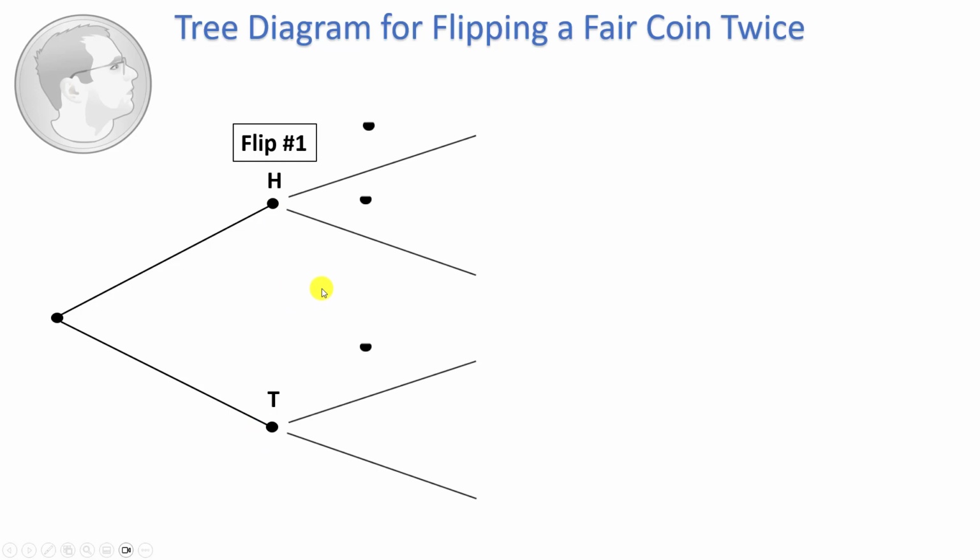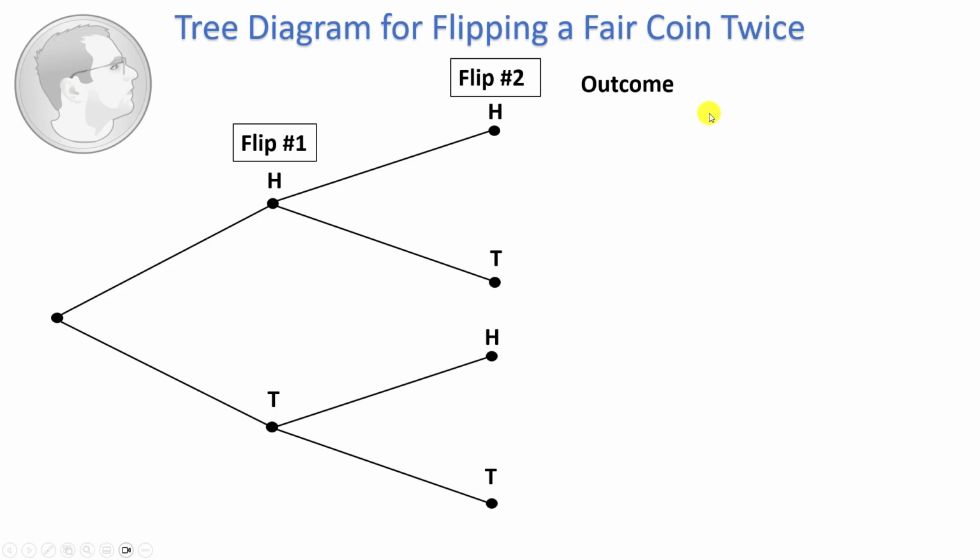And then from there, we could have the second flip. And on the second flip, we could also either have heads or tails. So all in total, we can really have 4 different outcomes for our 2 flips of the coin. We could have heads, heads, heads, tails, tails, heads, or tails, tails. So we're going to go ahead and list out each of those outcomes: HH, HT, TH, and TT.